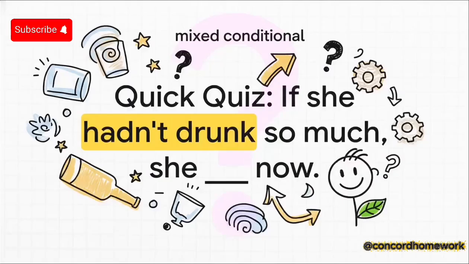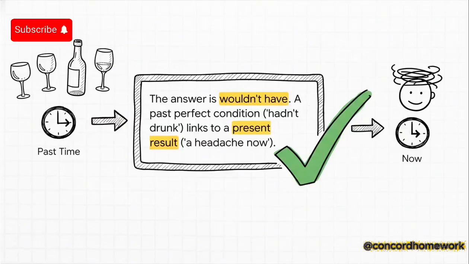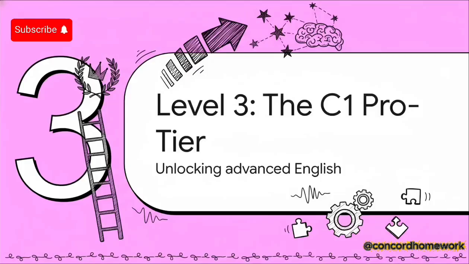All right, you know what's next. Your turn. Let's try a mixed conditional. If she hadn't drunk so much, she blank a headache now. What's the missing piece here? A, B, C, or D? And the answer is B, wouldn't have. You got it. Why? Because hadn't drunk is in the past, but the headache, that's happening now. So it links the past to the present. Perfect. Seriously, you're crushing this.